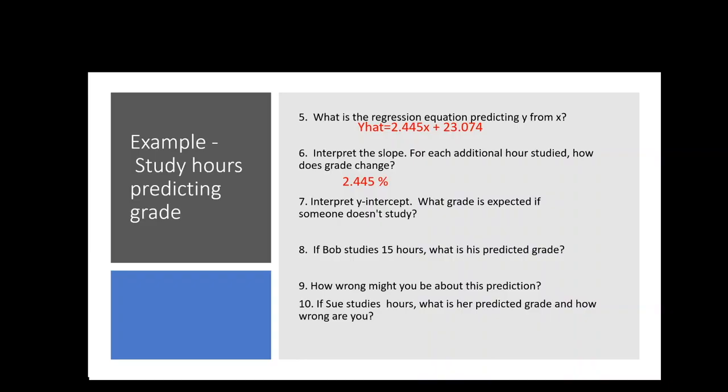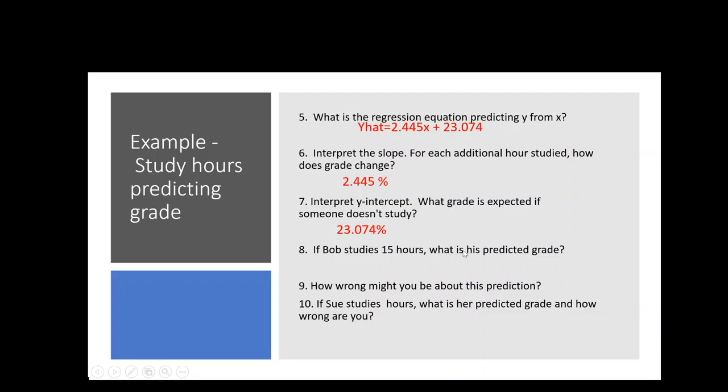Now we're going to interpret the y-intercept. So what grade can we expect if someone didn't study at all? In other words, we're going to be setting x to 0. That's the definition of our y-intercept. So we're basically saying you would get roughly about 23.074% on the test. Do you see how we are interpreting these numbers one by one? Now let's do the fun stuff.